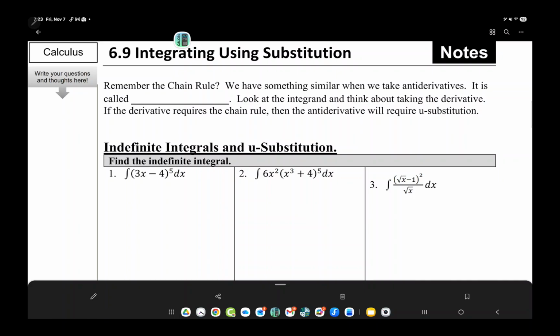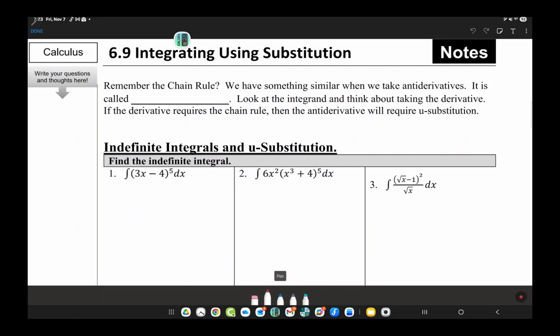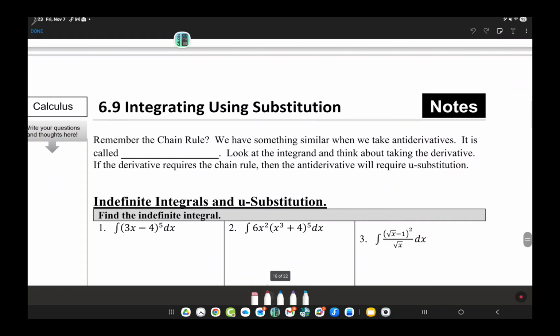Today we are going to be integrating using what's called U substitution. It doesn't matter what the letter is, but most books tend to call this U substitution. And if you remember the chain rule, d dx of f of g of x gives you f prime of g of x times g prime of x.